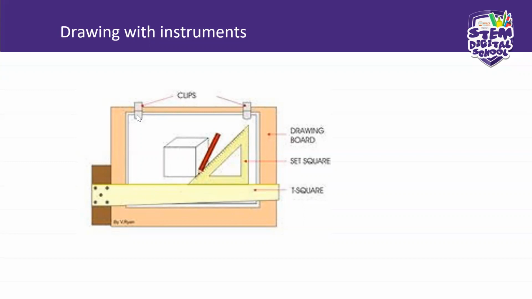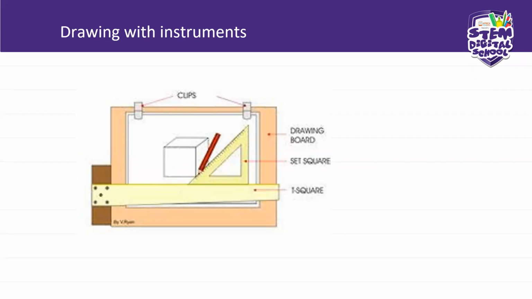When you are drawing, to the drawing board. So we use clips. If you don't have clips, you can use what? Masking tape. Did you all hear me? If you don't have these clips, you can use what? Masking tape. So that is what you use when you are drawing.